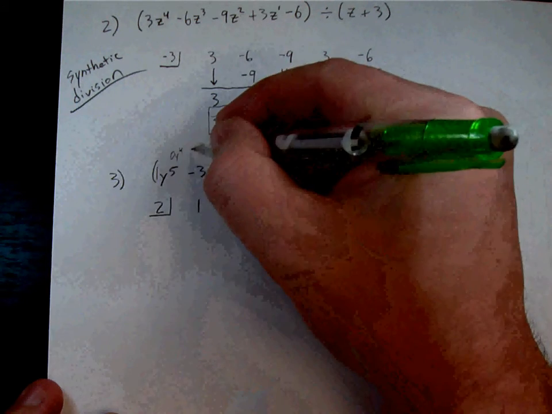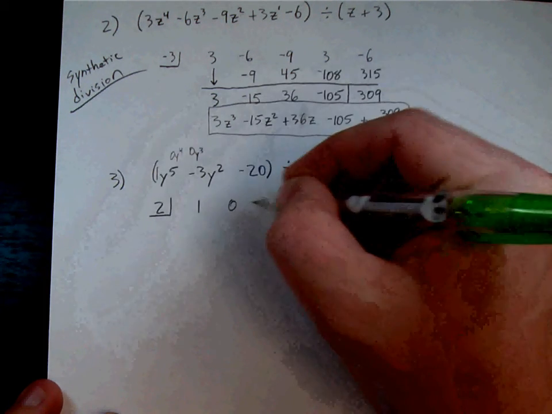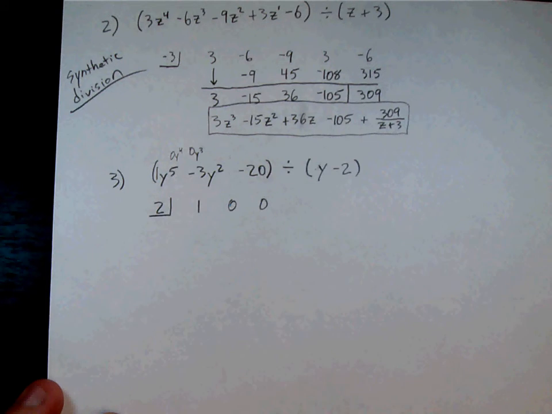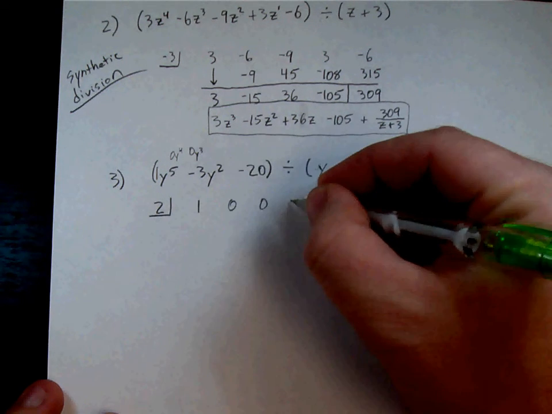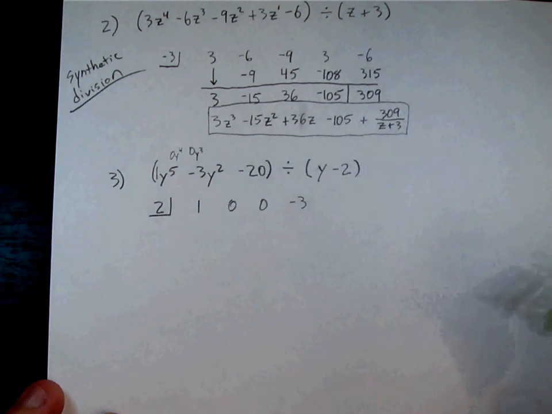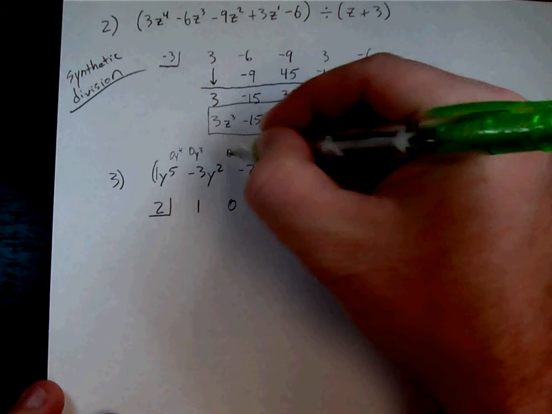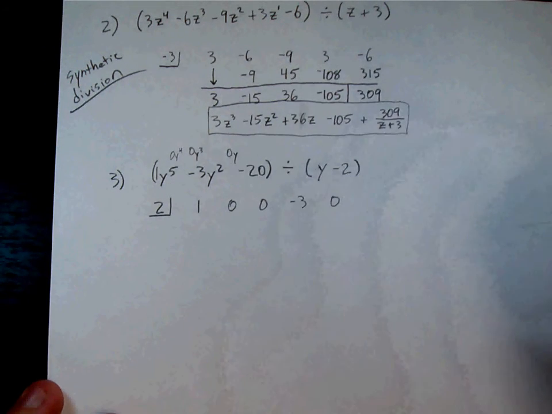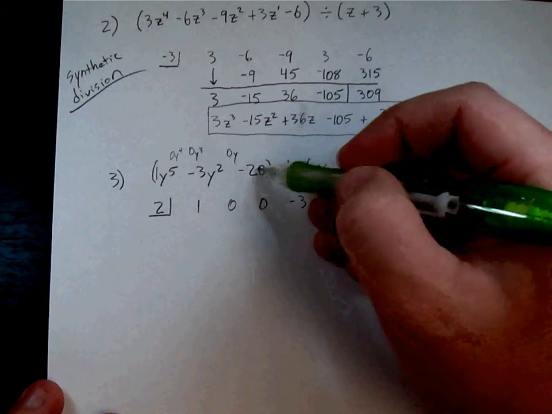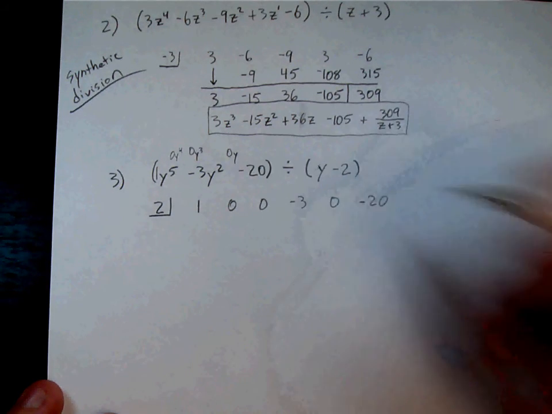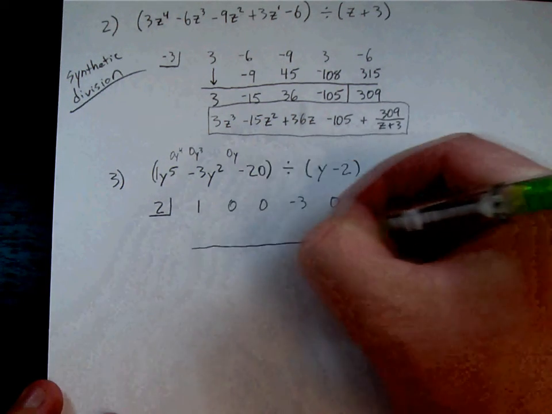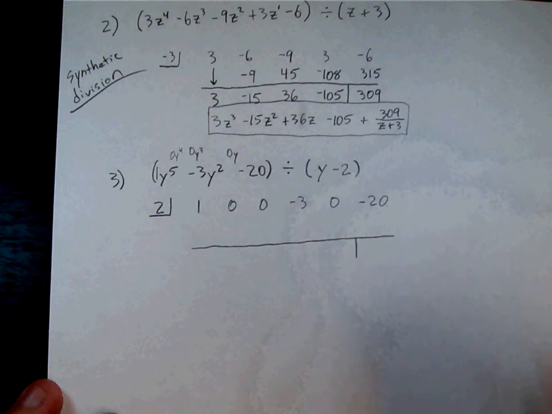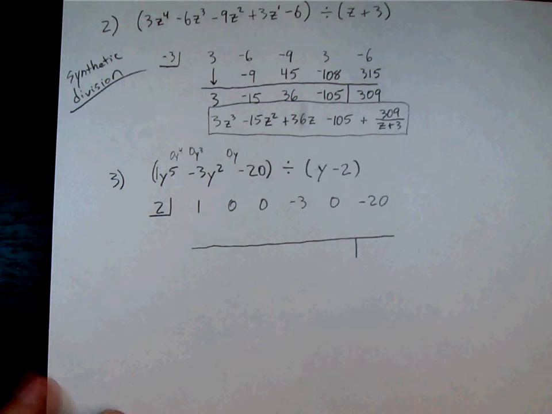Then it would be y to the 3rd. I don't have one of those either, so it's also a 0. Y to the 2nd, I do have that, so that's a negative 3. After y to the 2nd, it should be y to the 1st, or just y. I don't have one of those either, so there's another 0. Then my constant would come next, negative 20, I do have that. Okay, so there's all my coefficients. You will have problems if you miss any of those zeros. Your answer will not be correct, so you have to be careful about that.